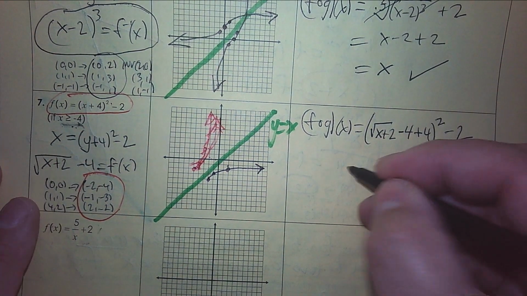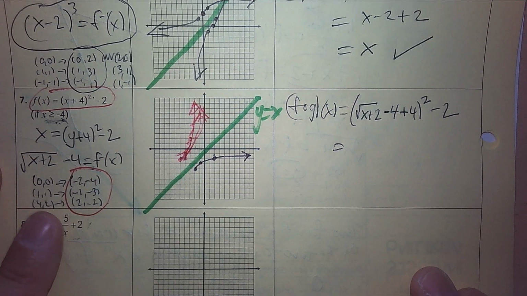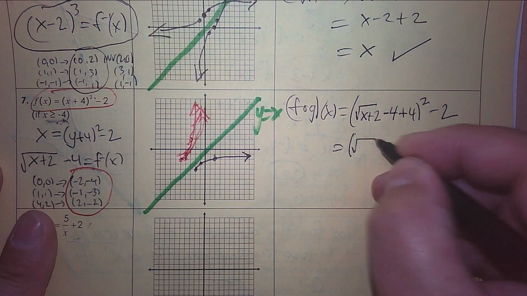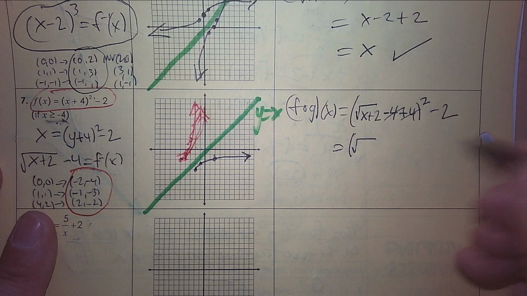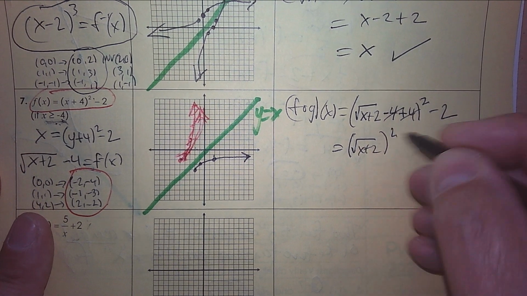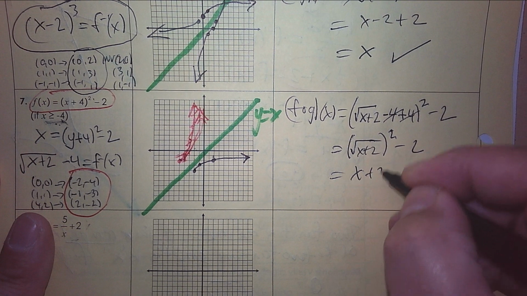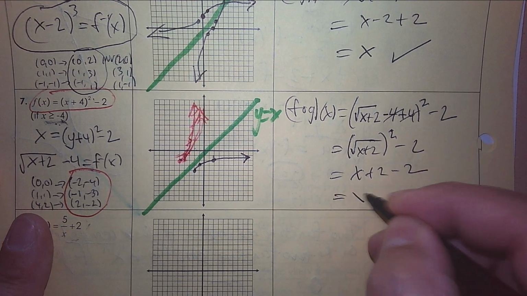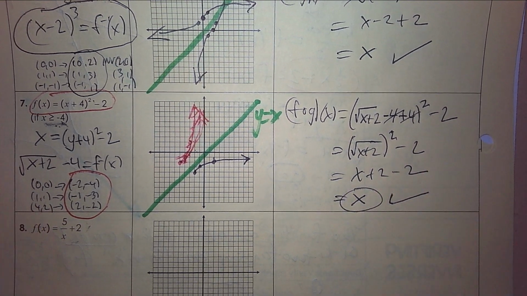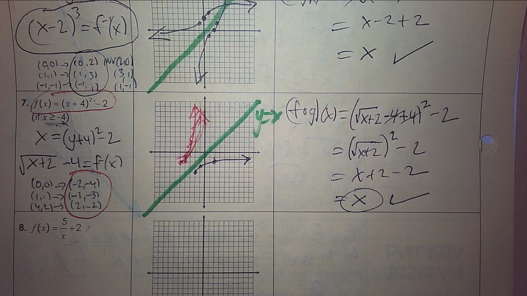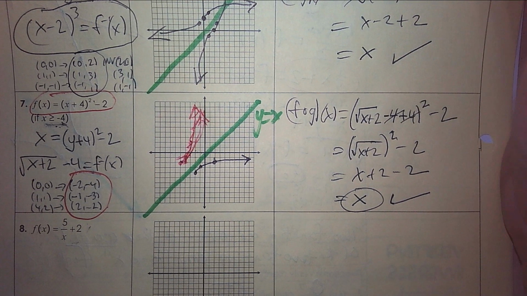Now, could you simplify what's inside the parentheses? Negative 4 plus 4, 0. And then root x plus 2 squared. So that would just be x plus 2 subtract 2. And then 2 take away 2. Does it simplify to x? 8 and 9, we're almost there.